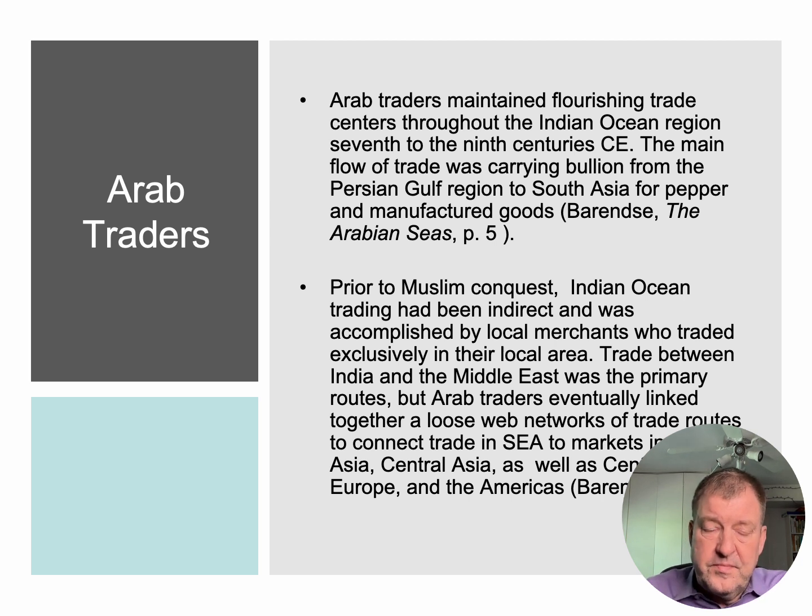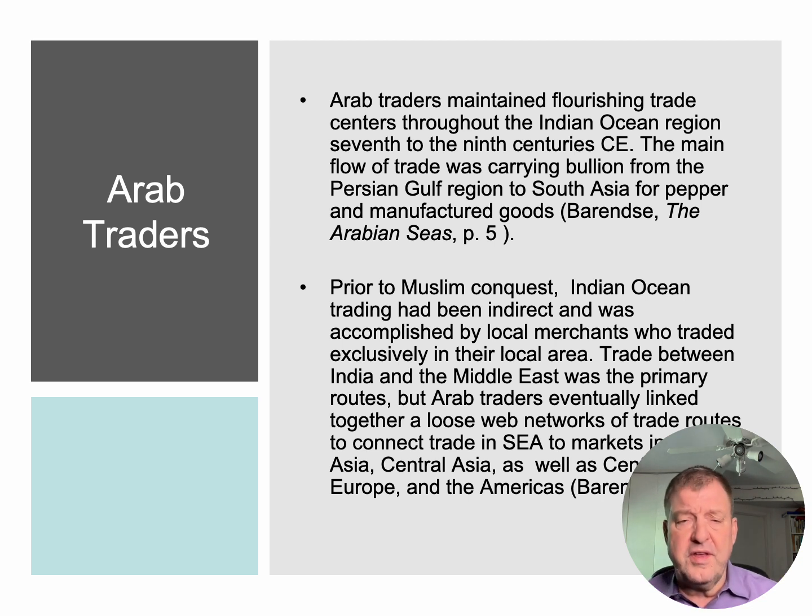Well, Arab traders, as I mentioned earlier, are going to be the ones who make this into a larger network of trade. And so they begin to spread between the 7th and 9th centuries. The main flow of trade in the very beginning was the bringing in of gold and silver, gold in particular, from the Persian Gulf area to South Asia. And they received pepper and other manufactured goods that were brought over from Southeast Asia and from East Asia.